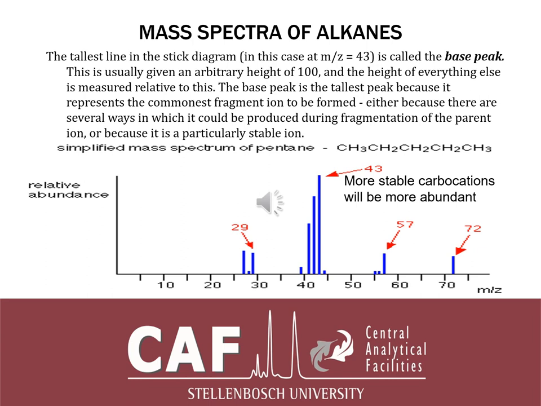For instance, here, the molecular weight of this compound is 72, so you'll see a molecular ion at 72. And then if you lose CH3, which is minus 15, you'll get to 57, and then from there you lose CH2CH3 and you get to 43. Once you see 43, the more stable carbocation will be more abundant.